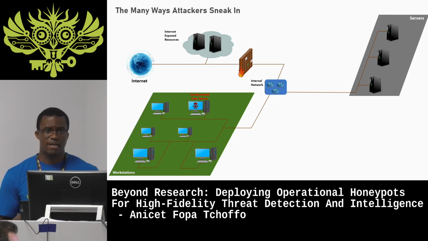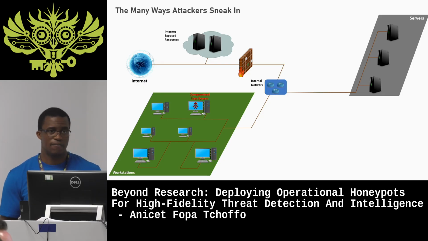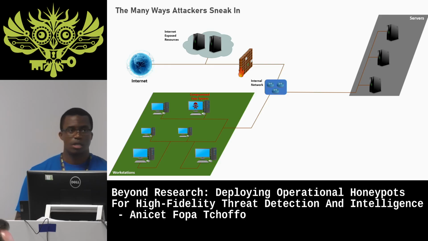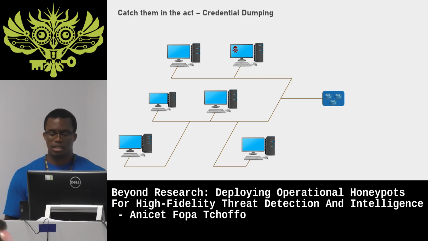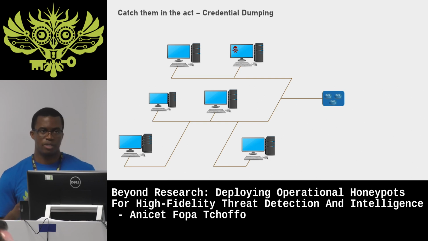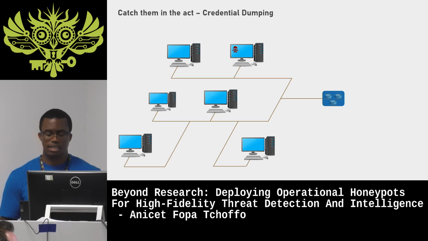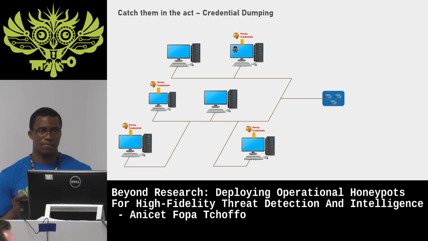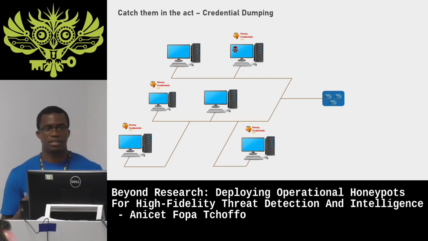And once they have access to a system in our environment, especially in a Windows environment where everything is tied to a credential, one of the things that they will do is try to get more credentials. One common way attackers will try to get more credentials is by dumping them from the memory of a system that they already have access to. And with a honeypot, we can detect that by planting fake credentials in the memory of our systems and watching if anybody tries to use them.